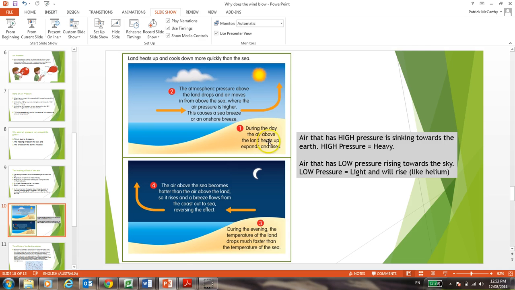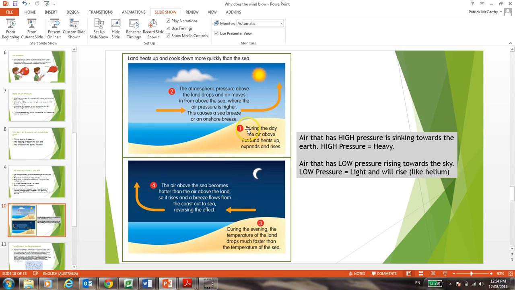So we'll just look at this one for a moment. The heading is: land heats up and cools down more quickly than the sea. So we've got our sea here and our land. If we look at number 1 here, during the day, the air above the land heats up, expands and rises. So we know if air is heating up and rising, that's going to create low pressure, and it's going up into the sky. So then all of a sudden we've got this gap on the land to fill. If we look at number 2 here, the atmospheric pressure above the land drops and the air moves in from above the sea, where the air pressure is higher. This causes a sea breeze or an onshore breeze.